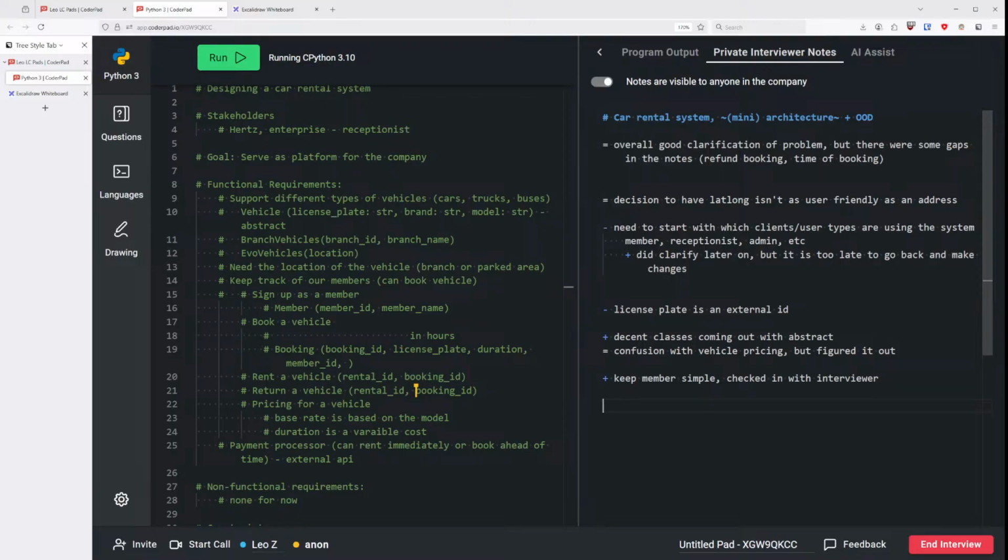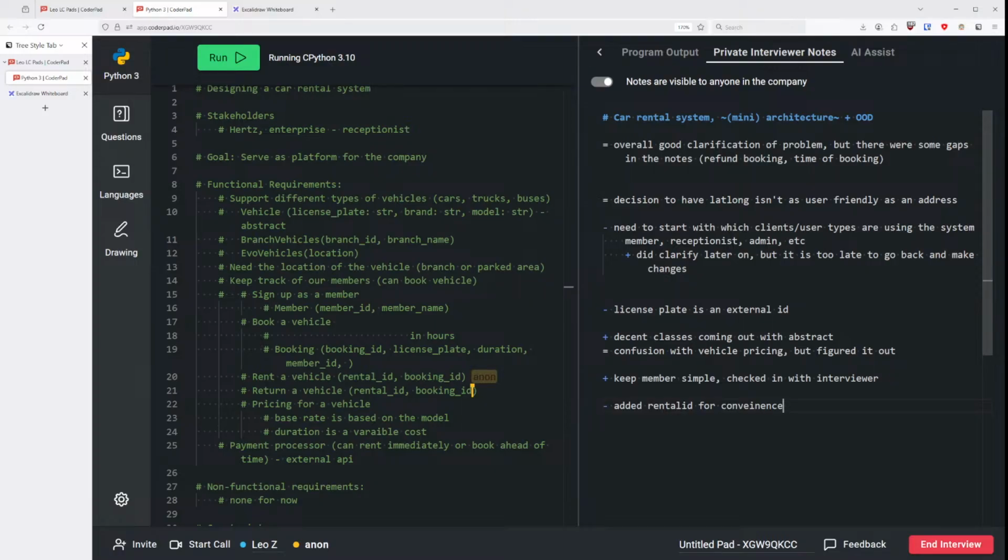I think it's a convenience thing because, for example, if you have a booking, you can't really tell if a vehicle is booked or if it's booked and currently being used. So that's why there's a rental ID. You can call it a rental, which I guess is created when a booking ID turns into a rented vehicle. Does that make sense? Okay, sounds good.